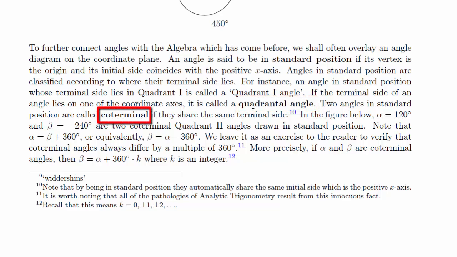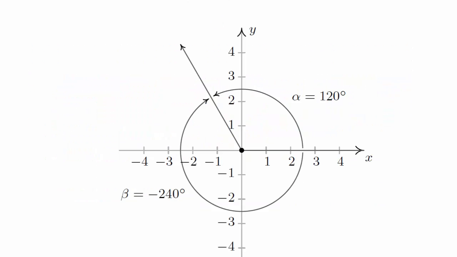Two angles in standard position are called coterminal if they share the same terminal side. This picture shows the two coterminal angles 120 degrees and negative 240 degrees. They share the same initial side, which is on the positive x-axis, and they share the same terminal side.